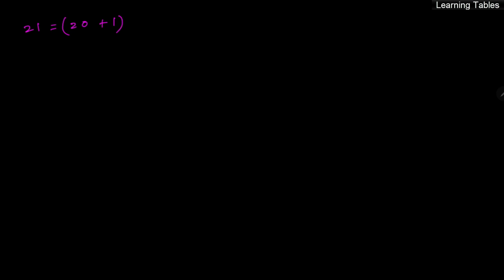21s are 20, 22s are 40. And then we have 1 2s are 2. So 40 plus 2, this is 21 2s, which is 42. Similarly, 20 3s are 60, 1 3s are 3. 20 4s are 80, 1 4s are 4. So this is 63, this is 84 and so on and so forth. So this is 21 3s, this is 21 4s.